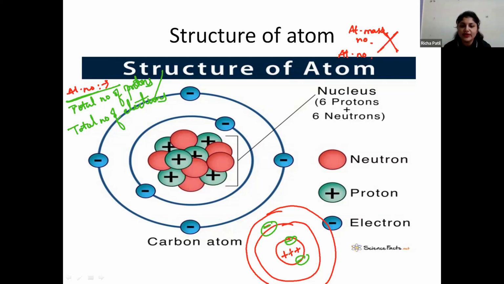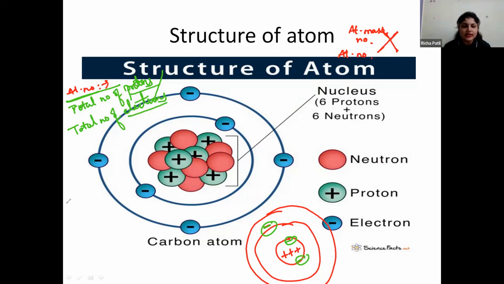So here, if there are 3 positive charges, there should be 3 negative charges. So always, in any element, if there are 3 positive charges, that means there are 3 negative charges. So atomic number, what does it represent? It represents the total number of protons or total number of electrons. So it can be calculated by using the total number of protons or total number of electrons.